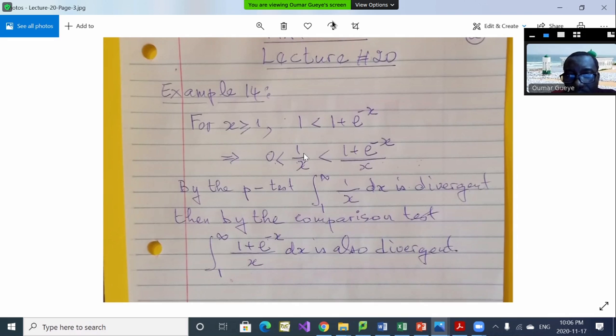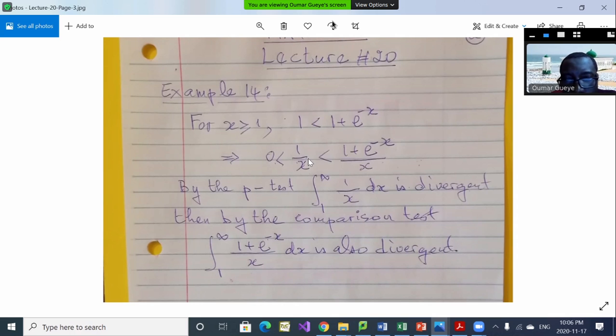I'm going to divide here by x, and I'll get this, which is going to be greater than 0 because x is greater than 1. That's why 1 over x is for sure greater than 0. And you divide here again by x, you will get this part. And by the p-test, this integral is divergent. It means the integral of this function equals infinity. That's the meaning. Here p equals 1.